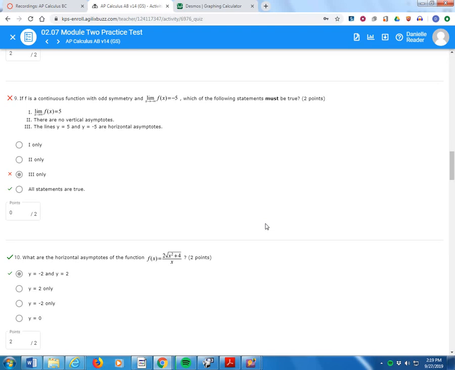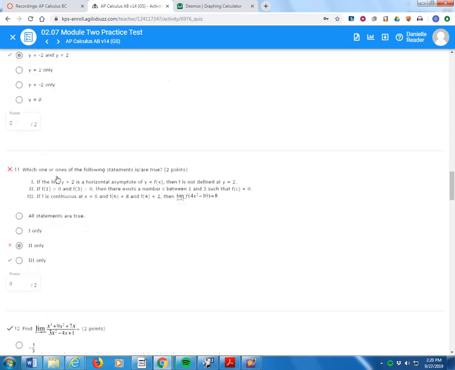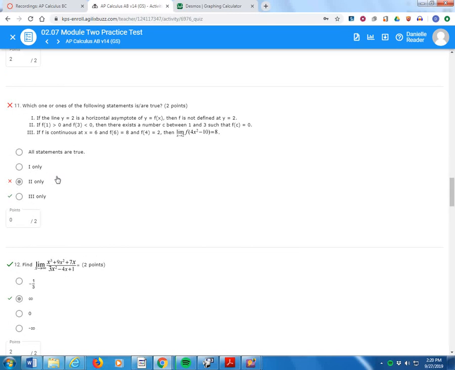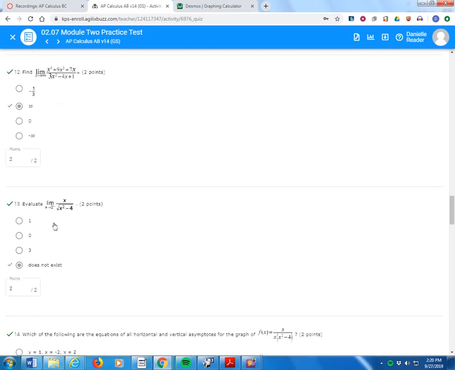If f is a continuous function with odd symmetry, there are no vertical asymptotes. So I don't think that can be. I'll have to look at that one again. And I missed that one too. What did I say? Which one or ones of the following statements is true? Yeah, I don't understand that one either. We'll have to talk about those two.